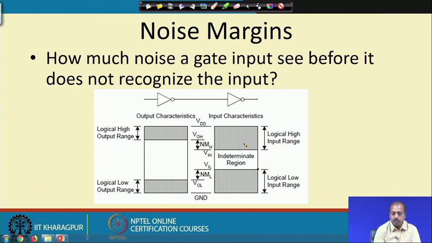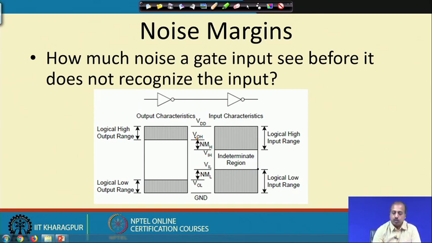If the first gate wants to make an output low, it should produce a value less than VIL. Similarly, if it wants to produce something high, it should produce a voltage level which is more than this VIH value. To be on the safe side, the output high and low levels of the first gate are kept appropriately. The output low level is kept lesser than the input low level of the next gate, and the output high level of the first gate is kept more than the input high level of the second gate.